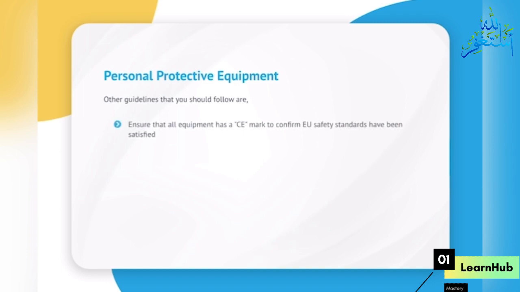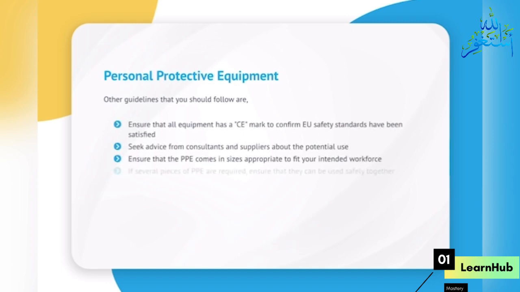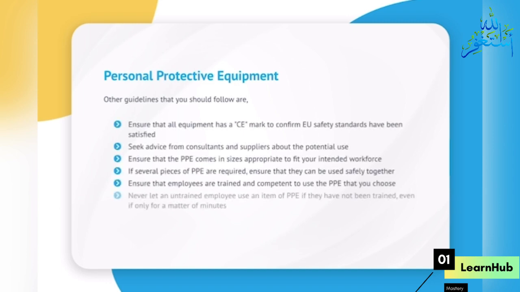Other guidelines that you should follow are: ensure that all equipment has a CE mark to confirm EU safety standards have been satisfied. Seek advice from consultants and suppliers about the potential use. Ensure that the PPE comes in sizes appropriate to fit your intended workforce. If several pieces of PPE are required, ensure that they can be used safely together. Ensure that employees are trained and competent to use the PPE that you choose. Never let an untrained employee use an item of PPE, even if only for a matter of minutes.